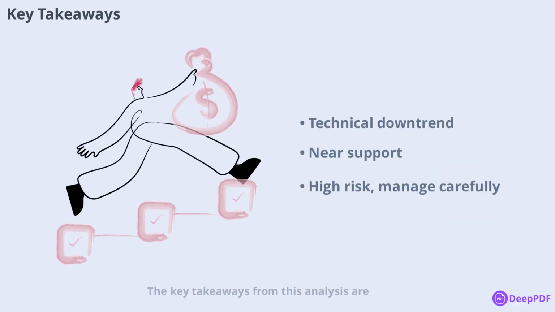The key takeaways from this analysis are: SNGX is in a technical downtrend with most indicators showing weakness. The stock is trading near support, and while there is potential for a bounce, the risk remains high. Always use stop-loss orders and manage your risk carefully. Stay updated with new data and adjust your strategy as the technical picture evolves.